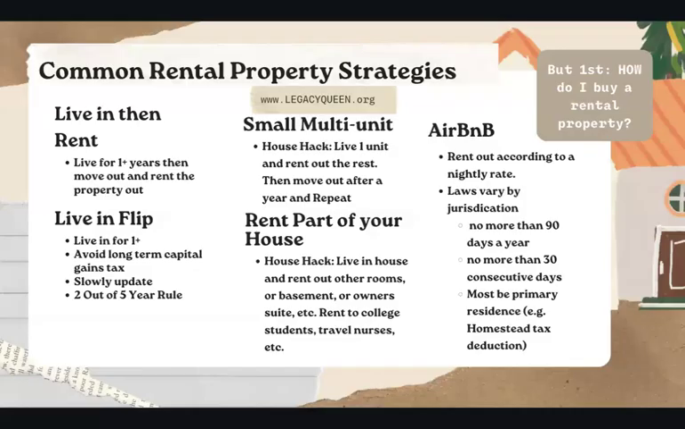Some people choose to live upstairs and they'll only rent out their basement because they want to live in the house. Other people are saying, like, no, I don't mind living in the basement. I'll rent out all the rooms upstairs and I'll just have the basement all to myself. You can do it however you want to do it.